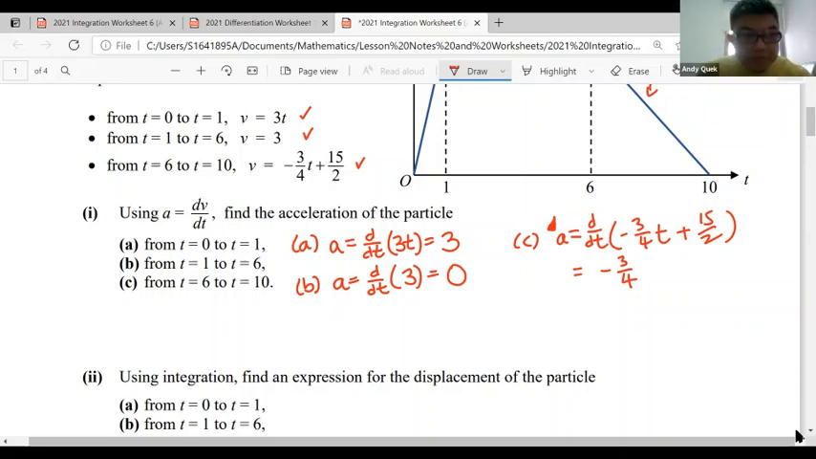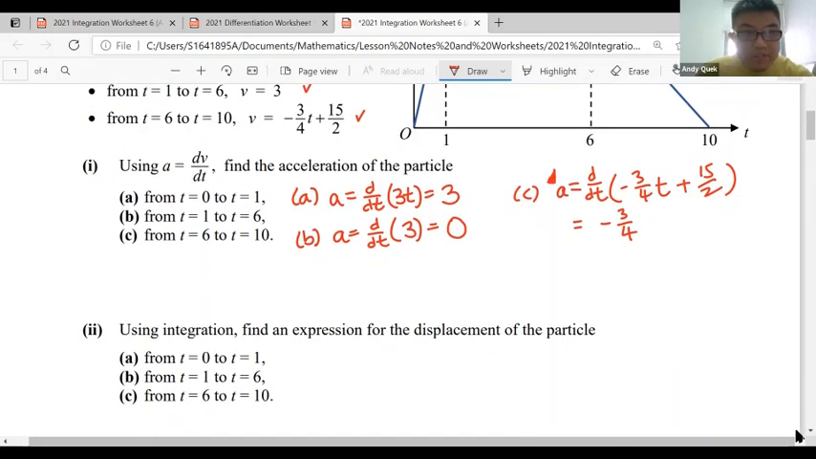So for the first part of the motion, what we have is v is equal to 3t, right? So the displacement s, let's call it s, is equal to the integral of velocity. And we are integrating 3t with respect to t. You will get 3/2 t squared.